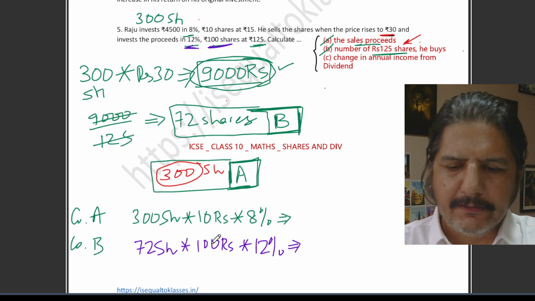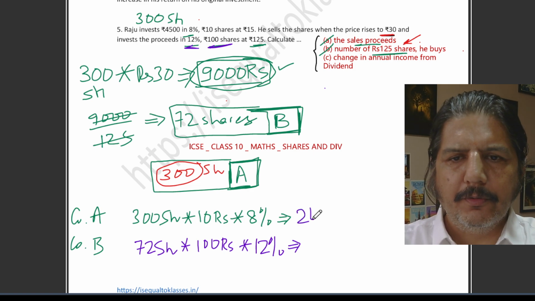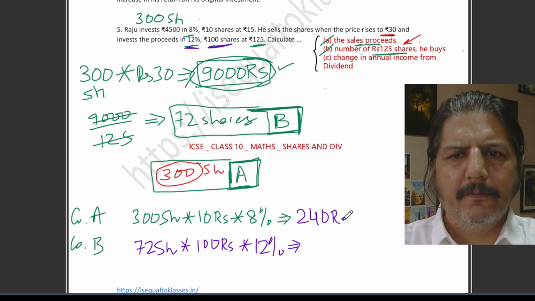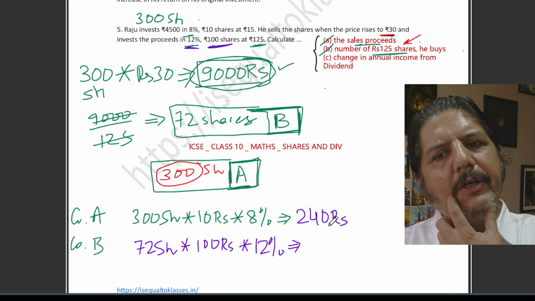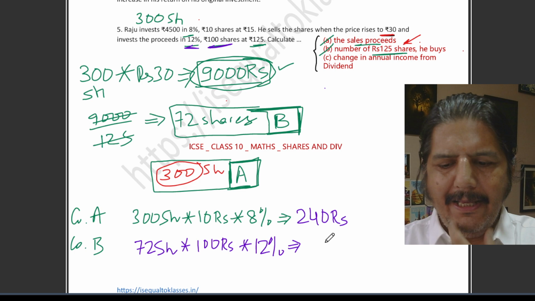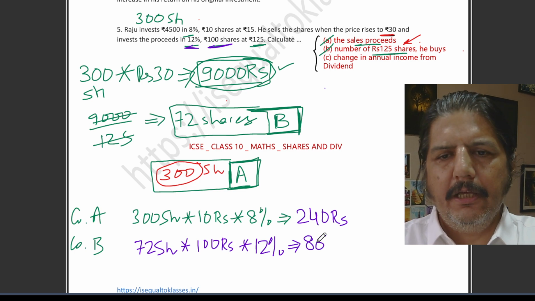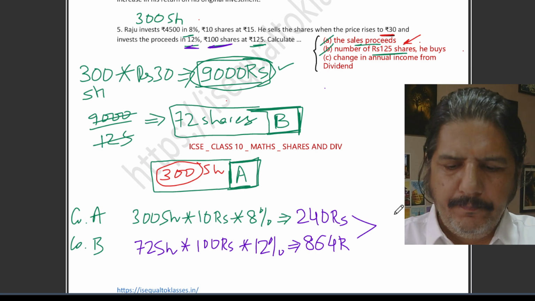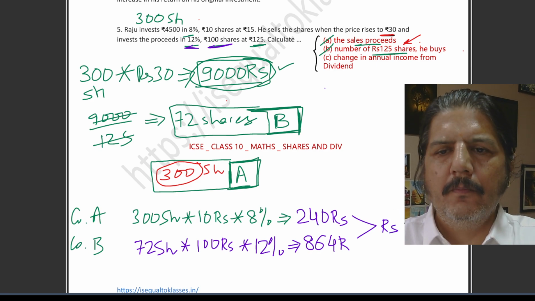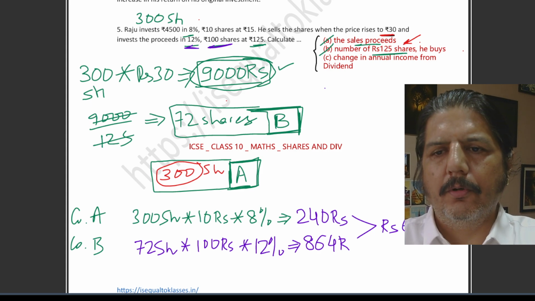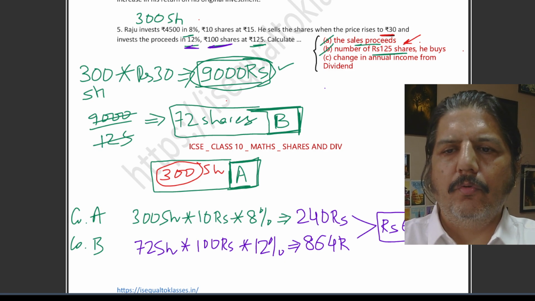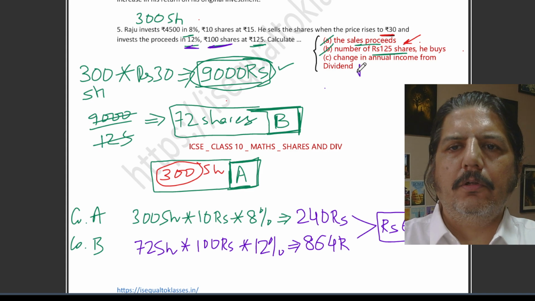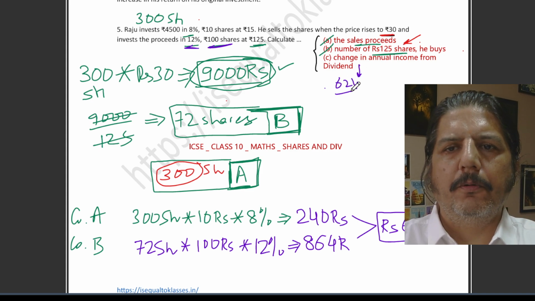So when I calculate this, the answer would be 240 rupees. You can calculate this and you can verify. So this would be 240 rupees and this would be 864 rupees. And the change would be 864 minus 240. That would be rupees 624. So this is the 624. So the answer to this would be 624.